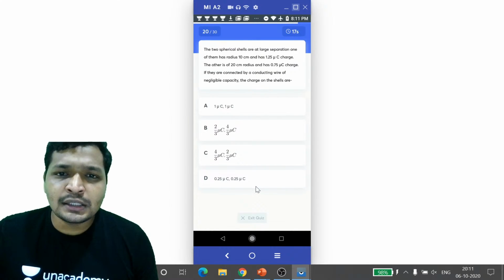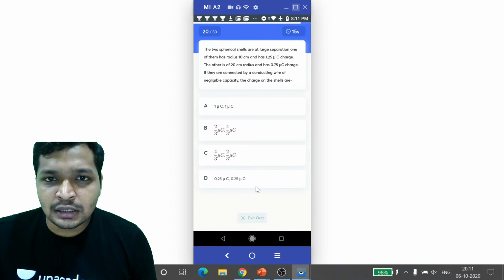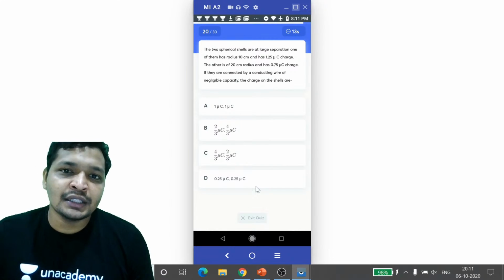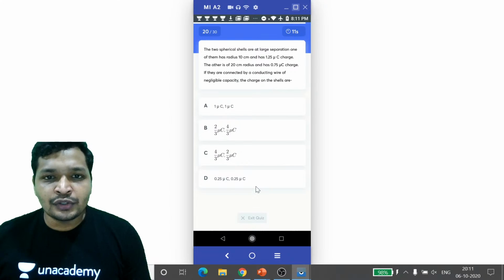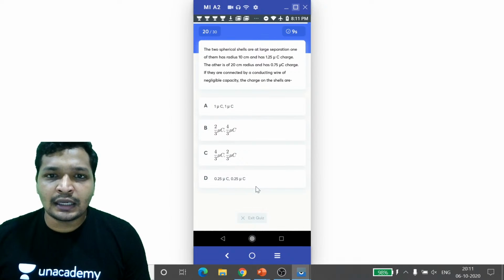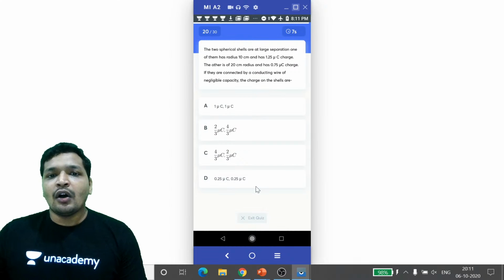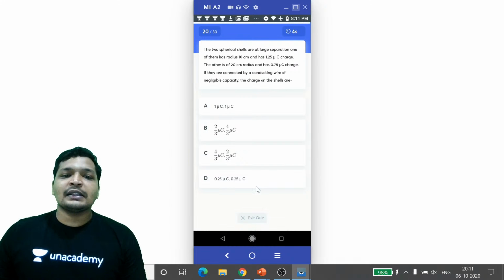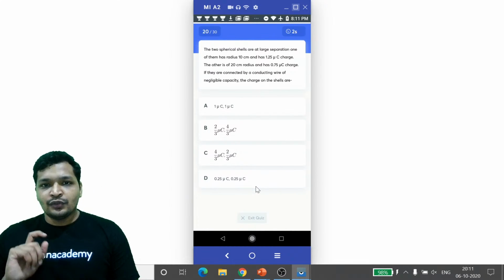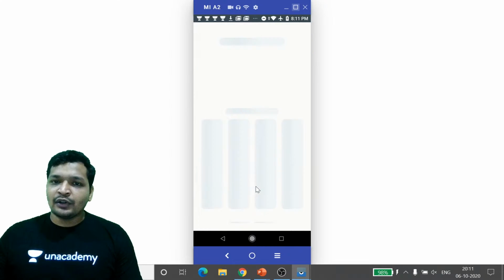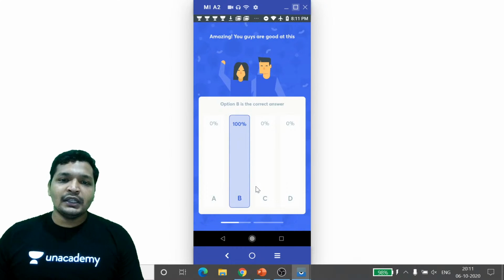So yeah, 2 spherical shells are at large separation. One of them has a radius of 10 centimeters and so and so charge, and the other one is 20 centimeters. If they are connected by a conducting wire of negligible capacitance, then what happens, guys? So I think you need to first of all calculate the capacitance, and you will be equating.